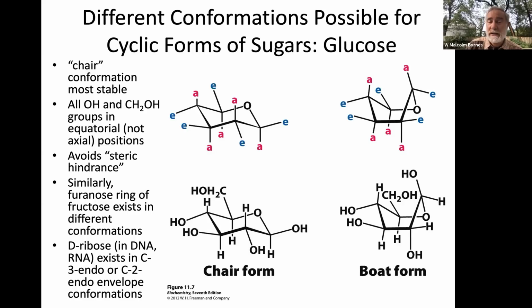So that's analogous. Now, the last thing I want to point out here is that just like this pyranose ring of glucose can exist in different conformations, the furanose ring of fructose can too, okay? And so the D-ribose of DNA and RNA can exist in so-called C3 endo and C2 endo envelope conformations. To learn more about those, you can read your textbook.